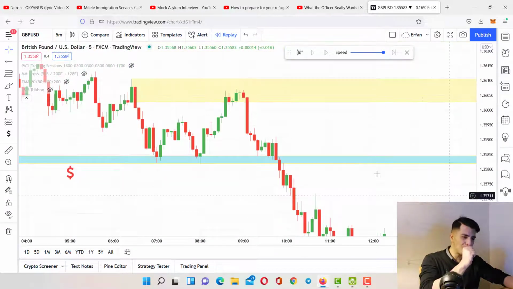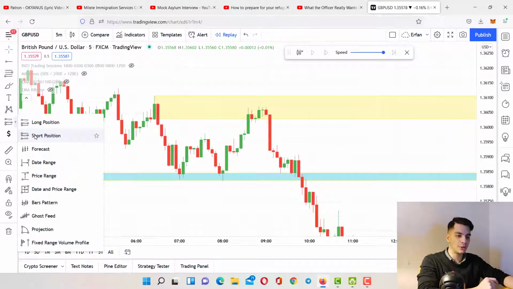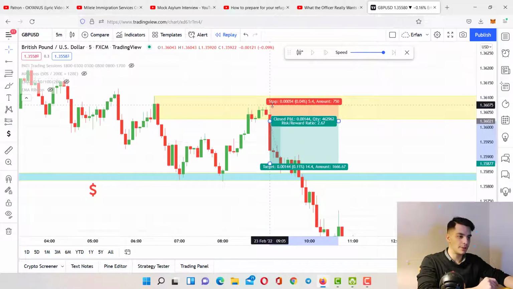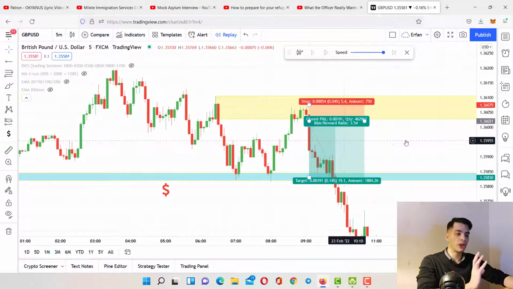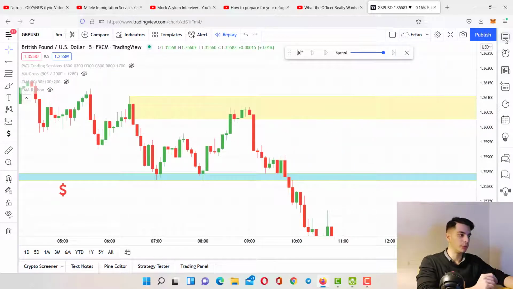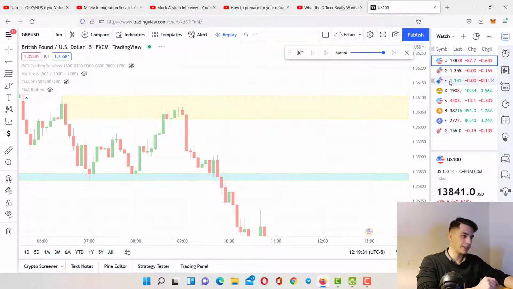It would be a beautiful trade if you entered your trade here and put your stop loss exactly above the price and your TP here. 1 to 3, 1 to 4 risk to reward trade. Beautiful one, beautiful. But unfortunately, I didn't see that.